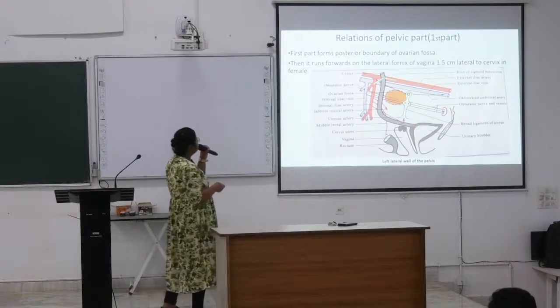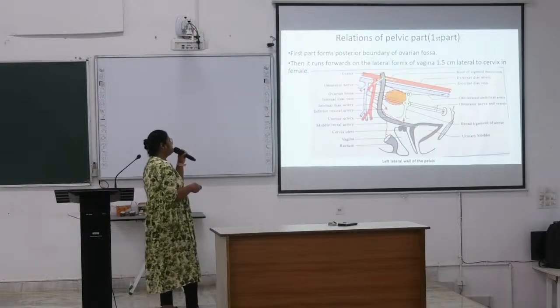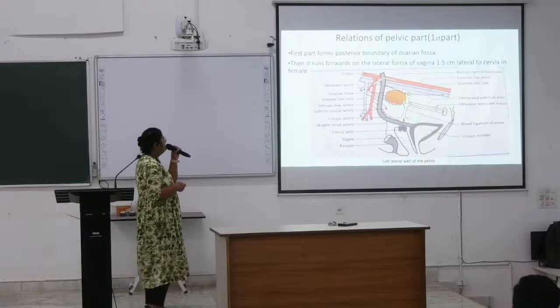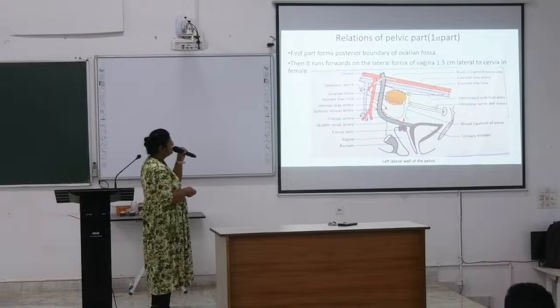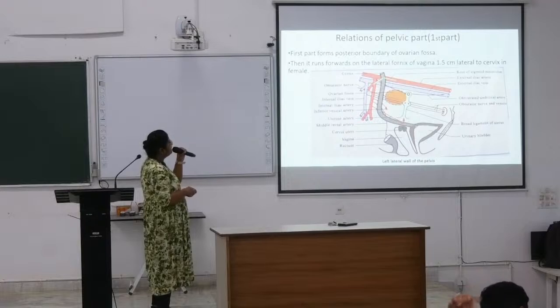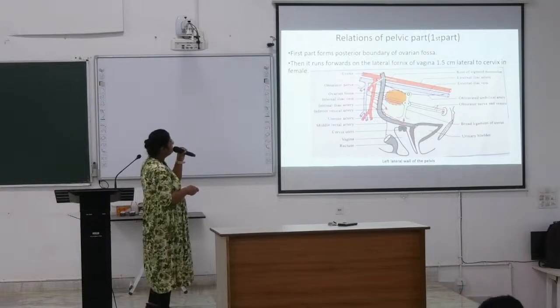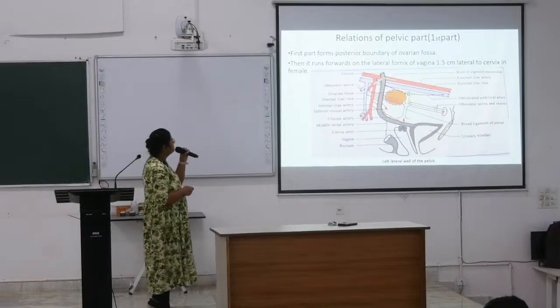First part forms the posterior boundary of the ovarian fossa. See, this rounded area is the ovarian fossa. The ovary is lying here. And then it runs forward on the lateral fornix. This is the cervix of the uterus and this is the fornix of the vagina. So it runs forward on the lateral fornix of the vagina, 1.5 centimeter lateral to the cervix in female. So this is the relation.